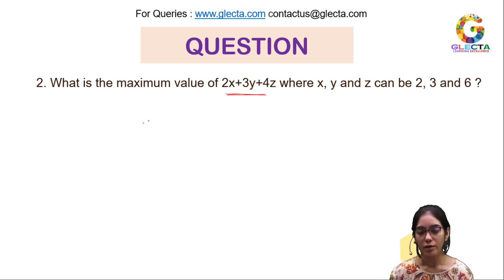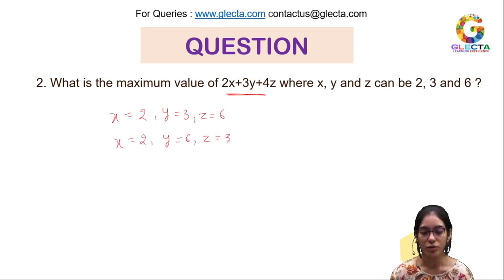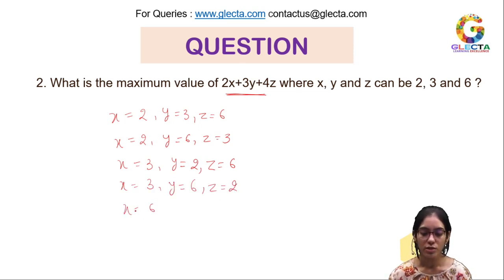One is the lengthy way, in which we can substitute values, like x is equal to 2, and let's suppose y is 3 and z is 6. Another case could be when x is equal to 2, y is 6 and z is 3. And similarly when x is 3, y could be 2 or 6, let's suppose 2, then z will be 6. And for x equal to 3, y equal to 6 and z equal to 2. Similarly when x is equal to 6, we'll have again two cases. So finding values like this is a very lengthy process.